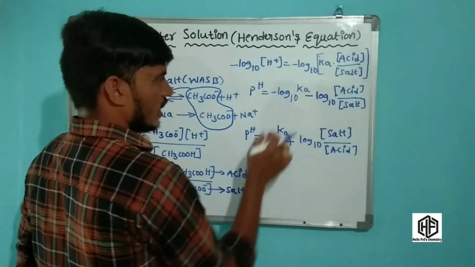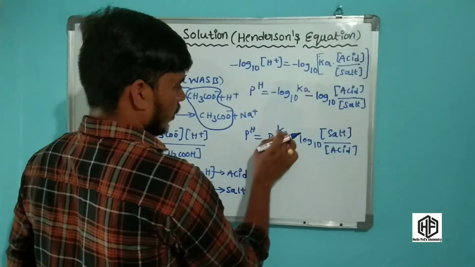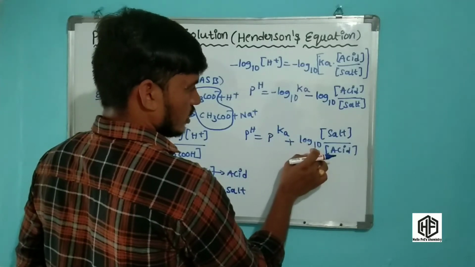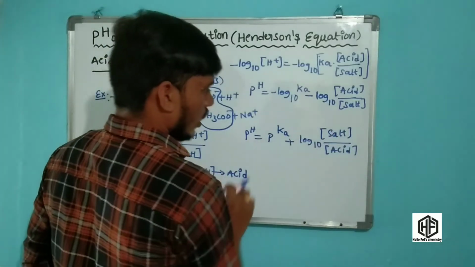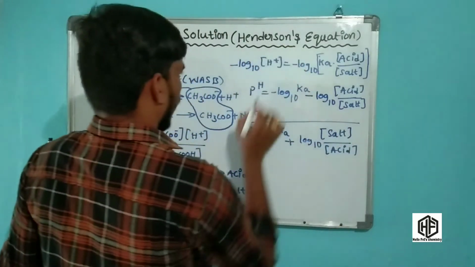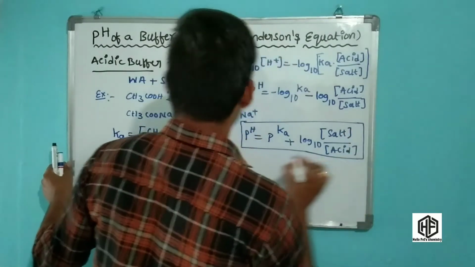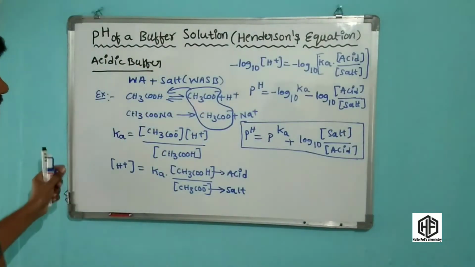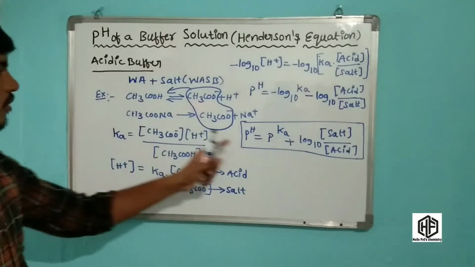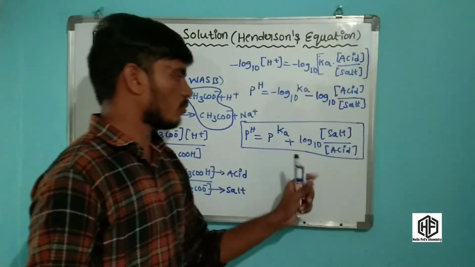What happened there? This sign is positive. Therefore pH is equal to pKa plus log base 10 concentration of salt by concentration of acid. This is called the Henderson-Hasselbalch equation of acidic buffer. Now this is the equation of the acidic buffer: pH is equal to pKa plus log base 10 salt by acid.